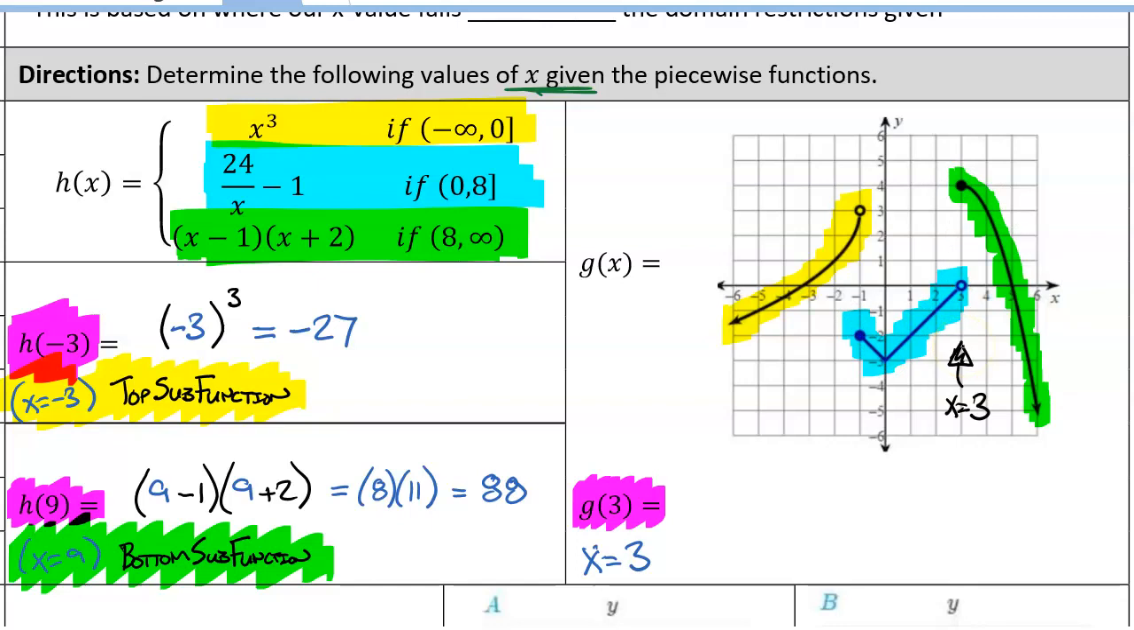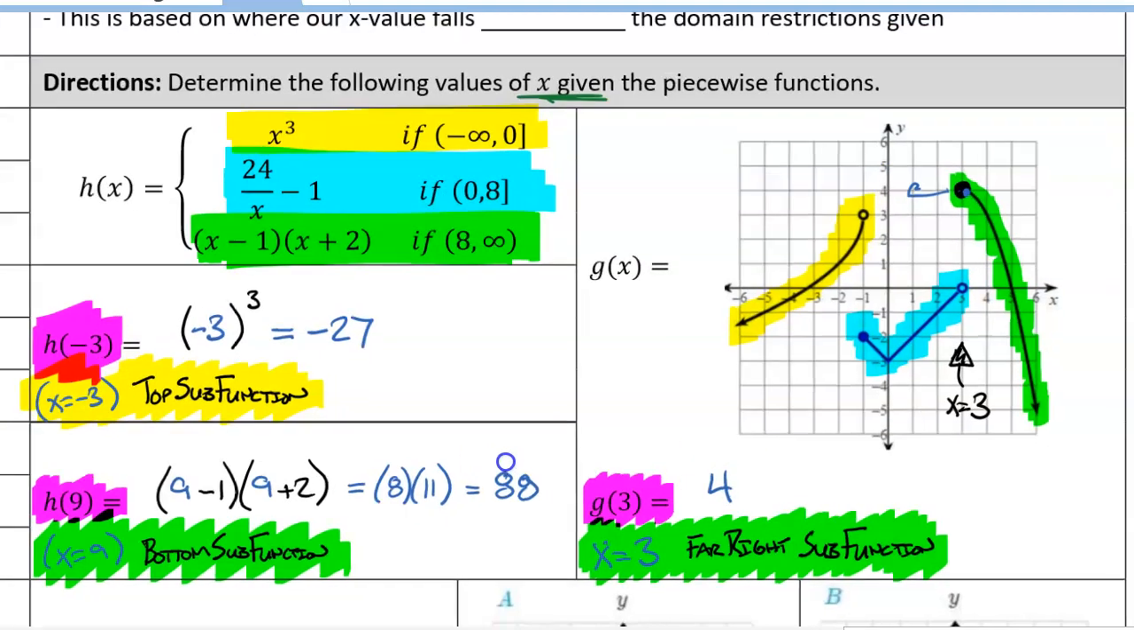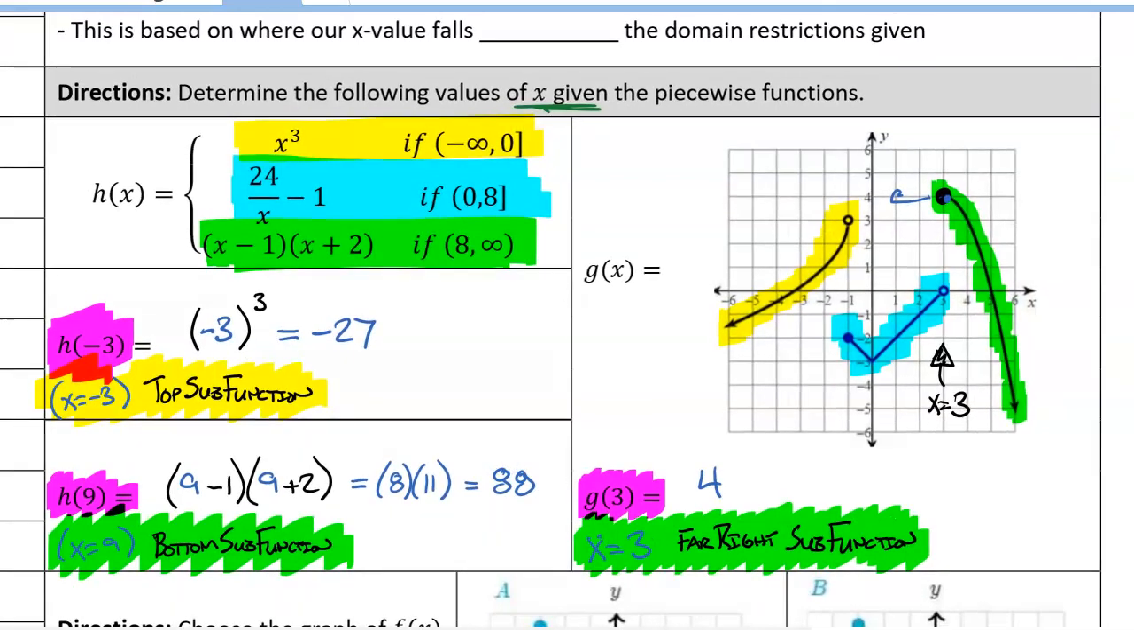Well, x equals 3 on this vertical line. On the blue function, there's a hole at x is equal to 3, which means that we're interested in this solid dot at x equals 3 on our green function, or the far right subfunction. So when x is equal to 3, we come up here. Here's the point. That gives us a y value of 4. These are the 2 main ways that this will be asked on an SAT or on our quiz or test.